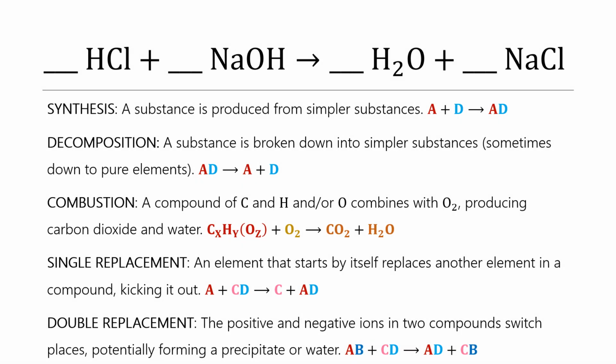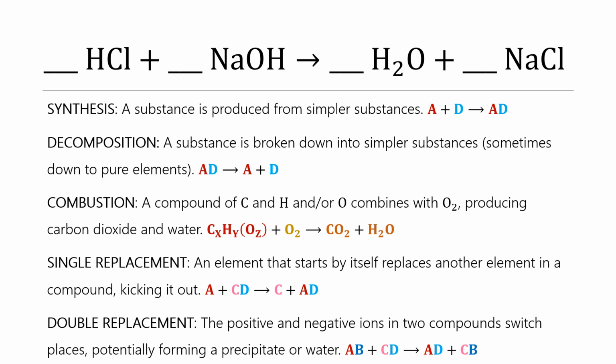There's a lot going on in this reaction equation. We have HCl, that's hydrochloric acid or hydrogen monochloride, reacting with sodium hydroxide, NaOH, to make H2O, which is water, and NaCl, which is sodium chloride or table salt. We essentially have a compound plus a compound makes a different compound plus another different compound.